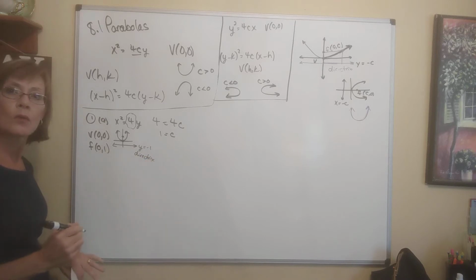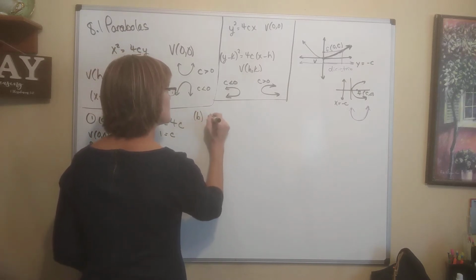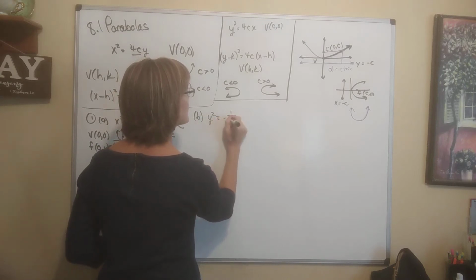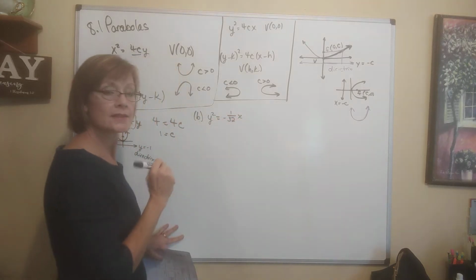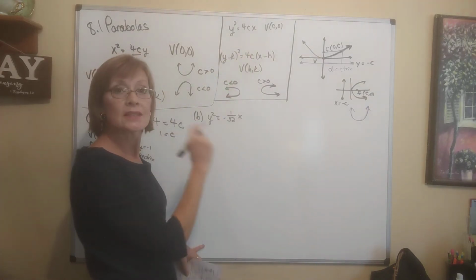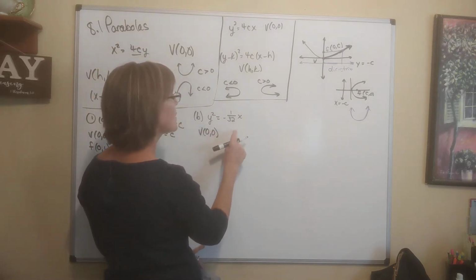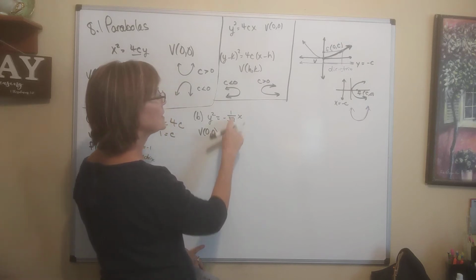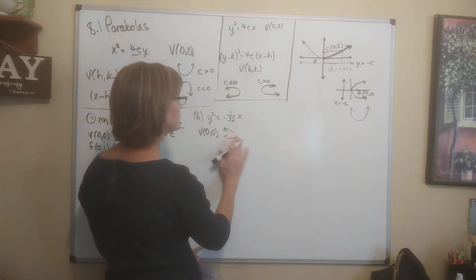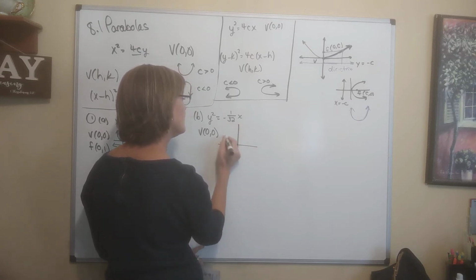All right, so that's 1A. Let's look at B. B is y squared is equal to negative 1 over 32 times x. So this is this form. Again, the vertex is at 0, 0. There's a negative involved, and so that means it's going to be facing to the left. Maybe I'll draw it a little bit bigger this time. It's going to be facing to the left somehow.